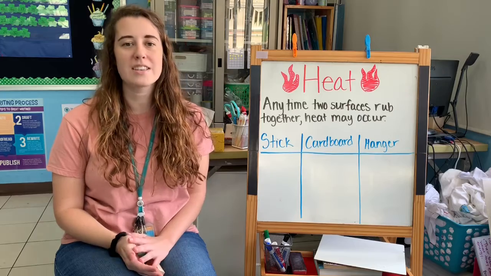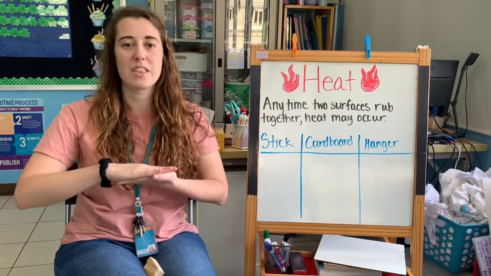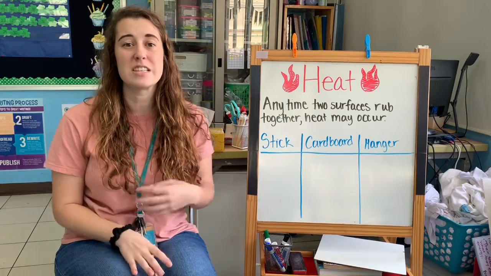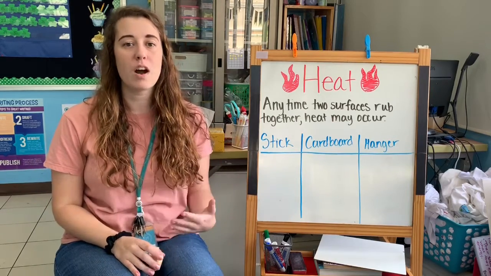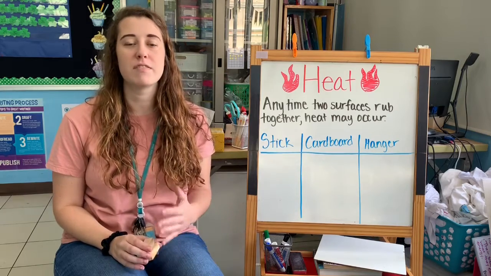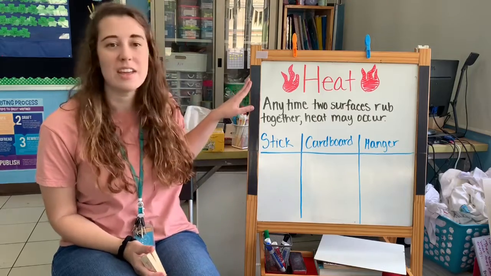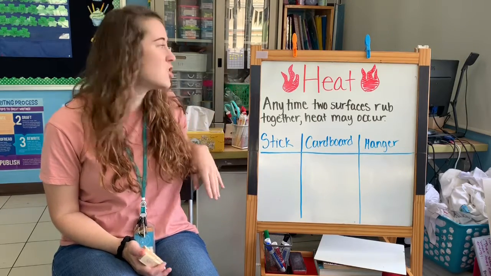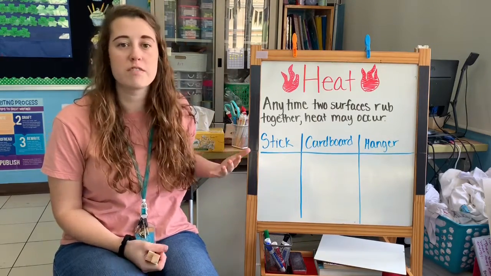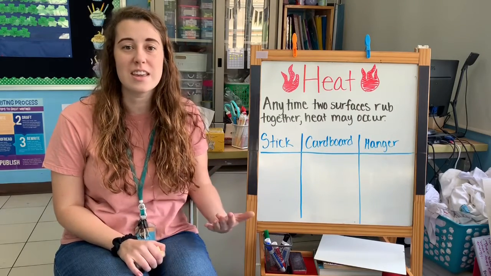We remember from last time, friction is what happens when two surfaces rub together. We remember that if the surface is bumpy or rough, it causes more friction. If the surface is smooth and flat, it has less friction. Today we are talking about heat and friction. Did you know that any time two surfaces rub together causing friction, it also causes heat?